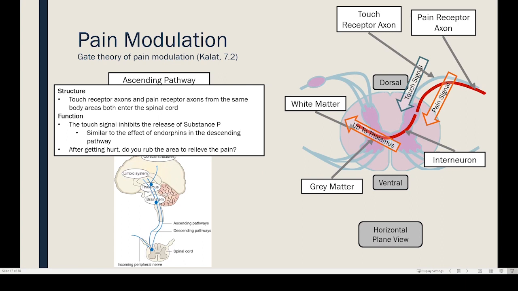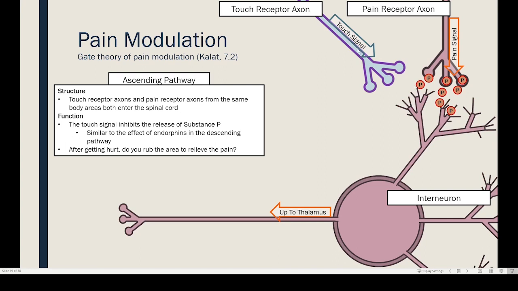And then the ascending pathway: if you remember where this pain signal comes into the spinal cord, it's coming in through a pain receptor axon, but there are also touch receptor axons coming in at that same area. The pain signal is trying to be sent from the pain receptor axon across to the interneuron and up to the brain. But at the same time, a touch signal will come in, and that touch signal will work similar to how the descending pathway works.